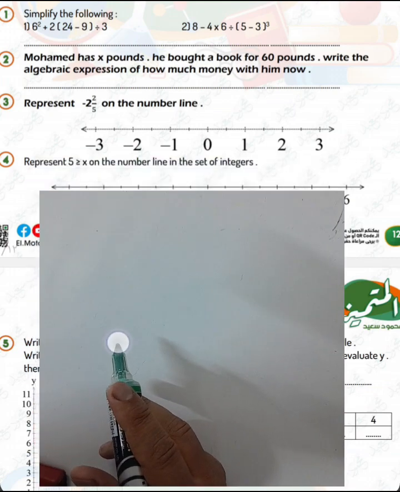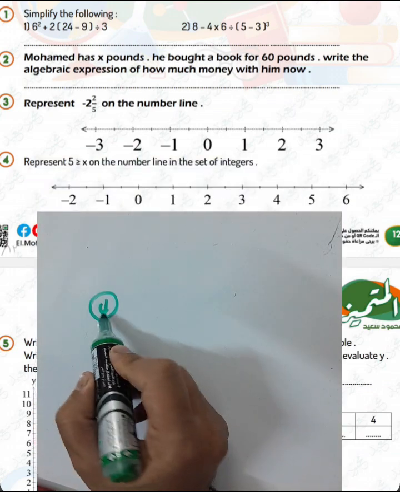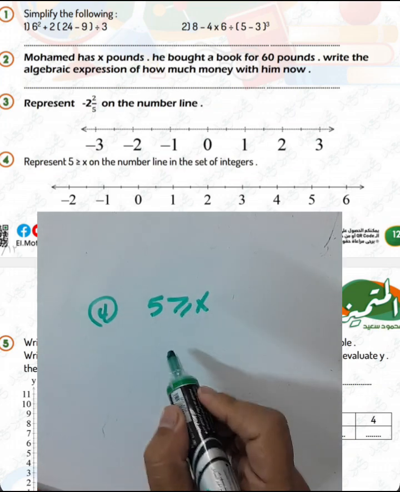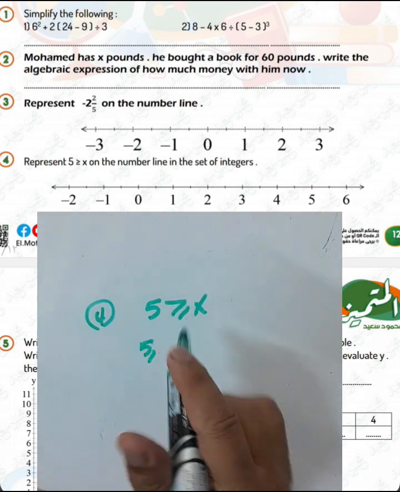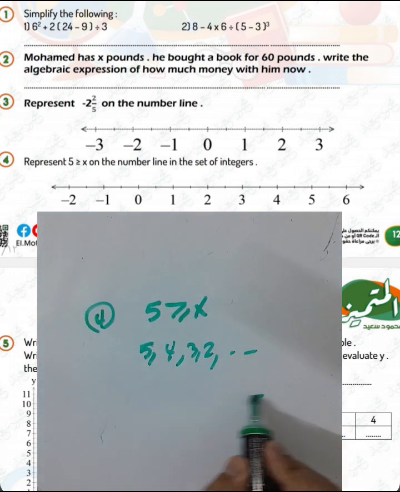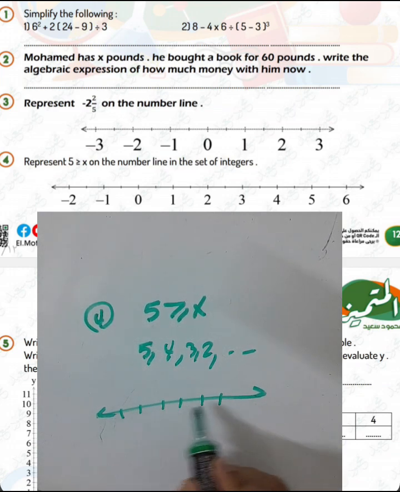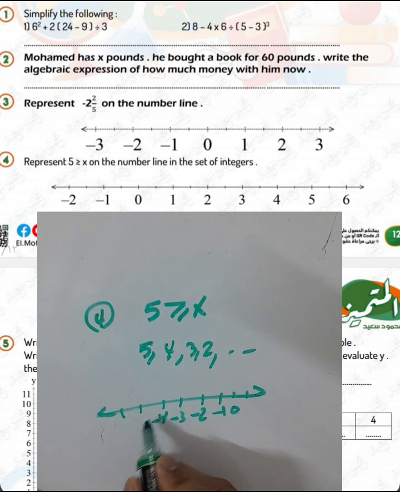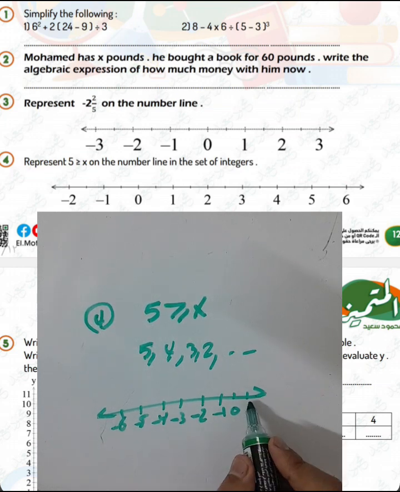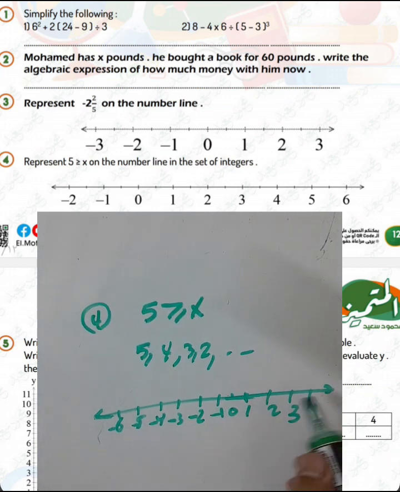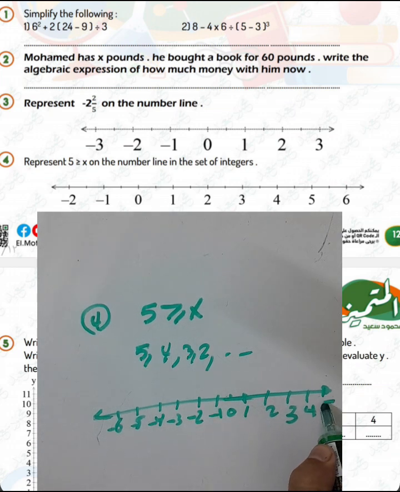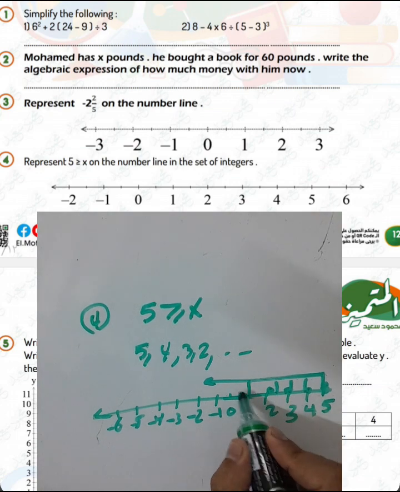Next question, number 4. Represent the solution of this inequality: 5 is greater than or equal to x. Then we can write x less than or equal to 5. We can draw the number line and write all the numbers: 0, negative 1, negative 2, negative 3, negative 4, negative 5, negative 6, and the positive 1, 2, 3, 4, 5, and so on. Then we show the solution of this example.